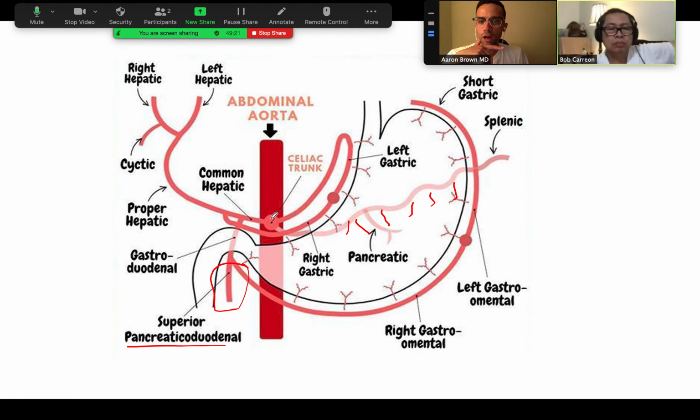Okay. Our common hepatic becomes the proper hepatic after giving off the gastroduodenal. The proper hepatic will branch into the right and left hepatic, and then typically the right hepatic gives off the cystic artery, although there is some natural variability in that.